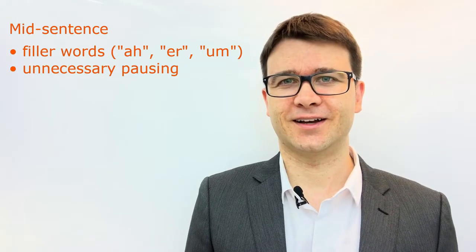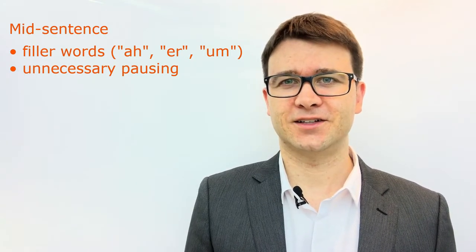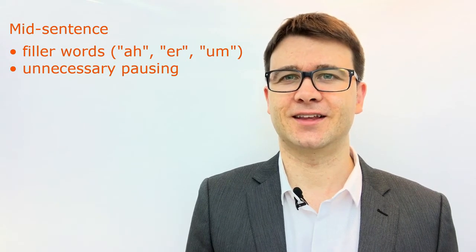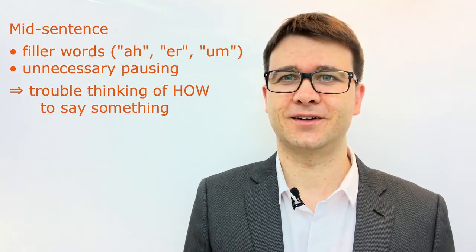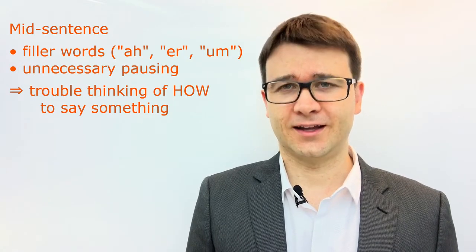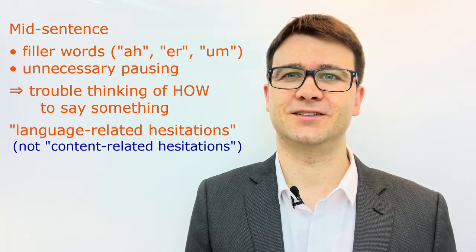Was it obvious? Of course, the candidate was overusing filler words like "and" and "ah", and there was some unnecessary pausing in the middle of the sentence. These filler words and unnecessary pausing between words in a sentence indicate that the candidate is having trouble thinking of how to say something, not what to say. They're called language-related hesitations as opposed to content-related hesitations. These language-related hesitations affect your score because they distract the listener from focusing on what you're trying to say.